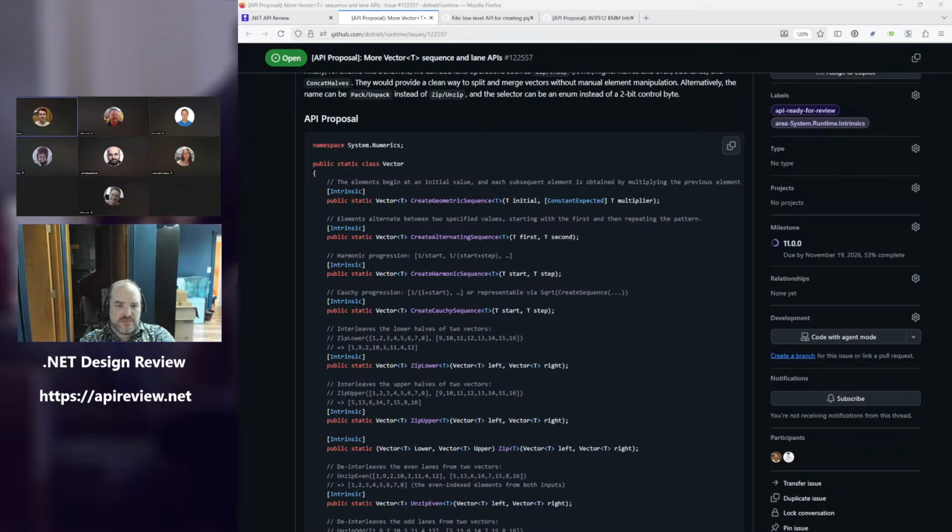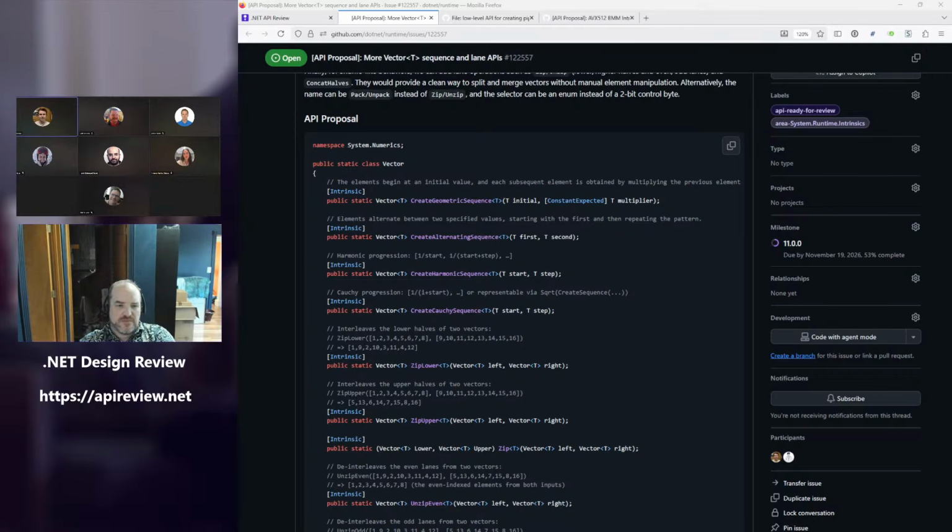Alternating sequence takes two numbers and alternates between them. So if you want 1, -1, which is a very frequent way to say I want every even element to do addition, but every odd element to do subtraction. Or you just want 0, 2, or 0 and all bits set. It allows you to create that even odd pairing.